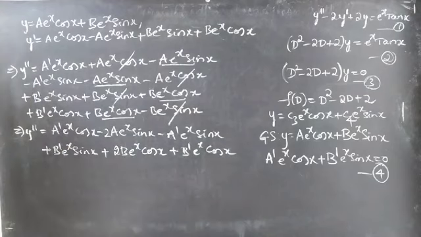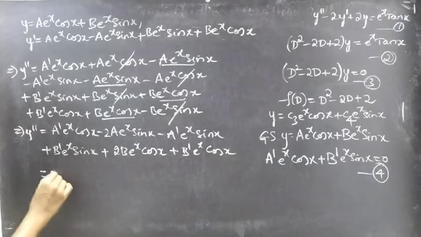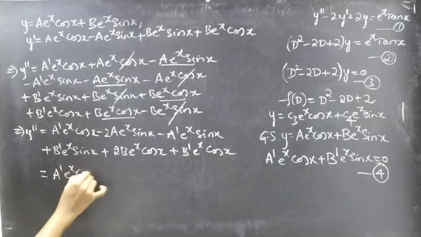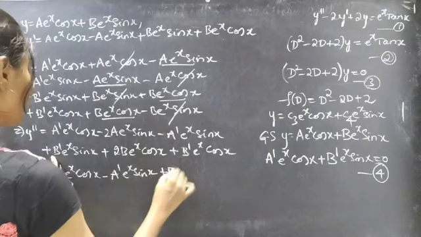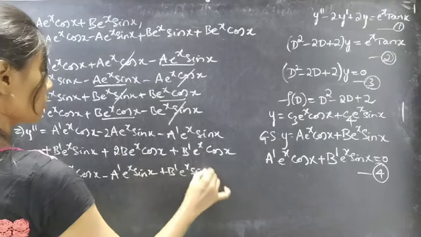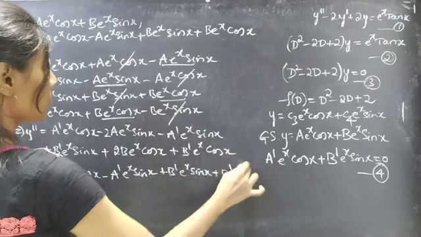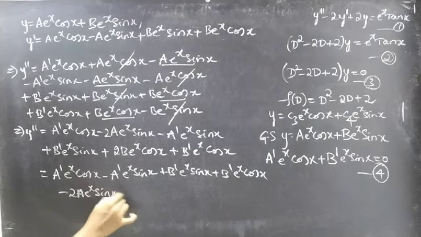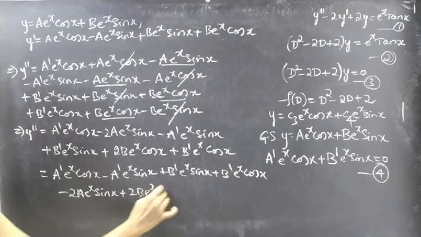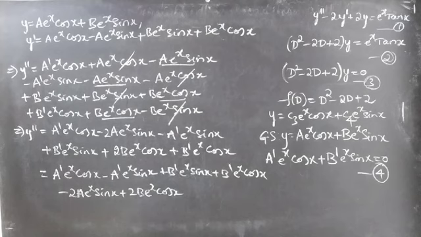Now write the terms involving a dash and b dash firstly. We'll get a dash e power x cos x minus a dash e power x sin x plus b dash e power x sin x plus b dash e power x cos x, and the remaining terms minus 2a e power x sin x plus 2b e power x cos x, which is a required y double dash.